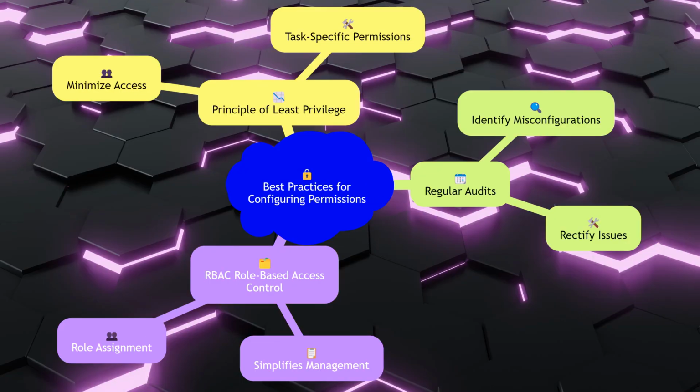Implementing best practices for configuring permissions can significantly enhance the security and efficiency of a source control repository. Some best practices include the principle of least privilege, regular audits, and using RBAC. The principle of least privilege ensures that users have the minimum level of access required to perform their tasks. Regular audits help identify and rectify any misconfigurations, while RBAC simplifies permission management.